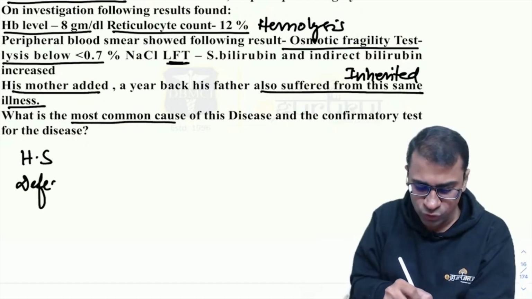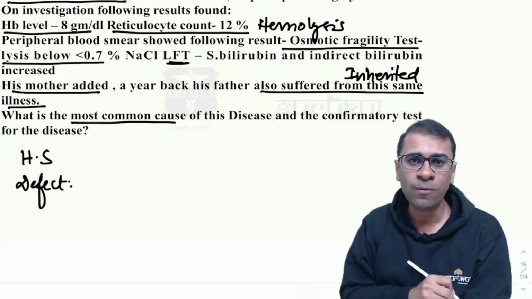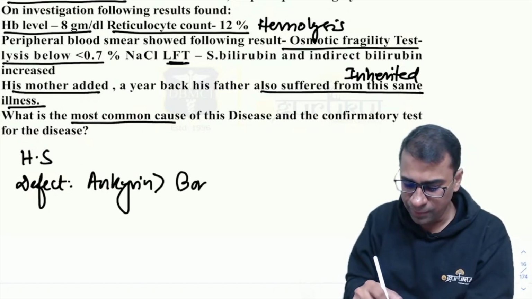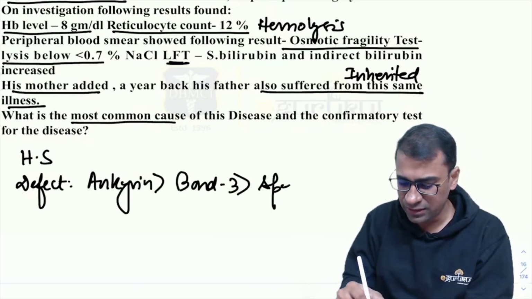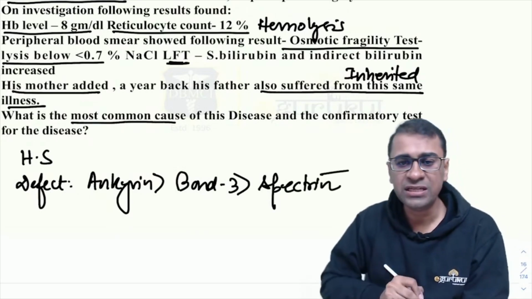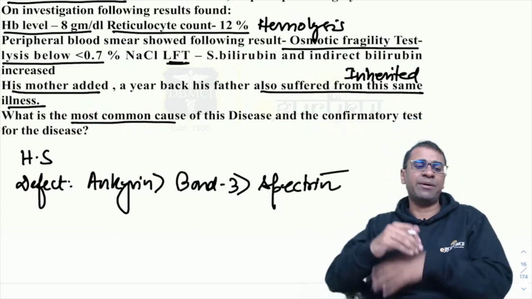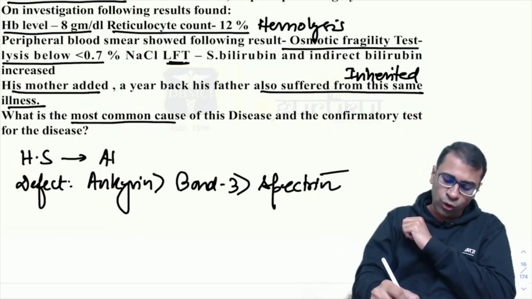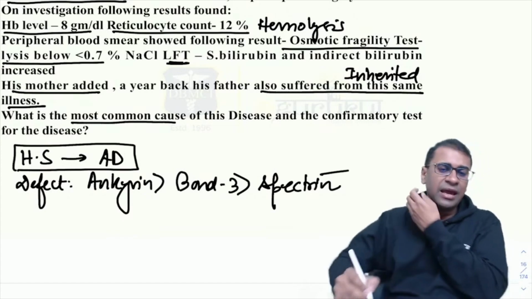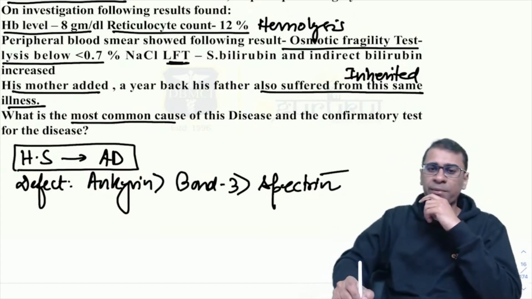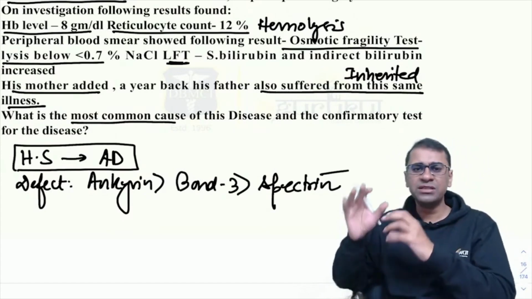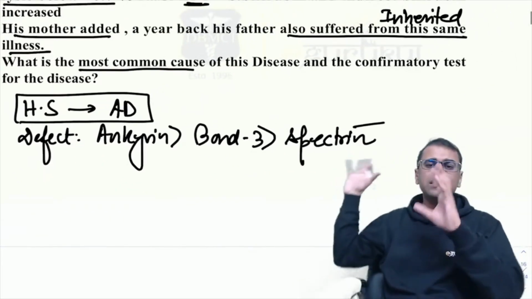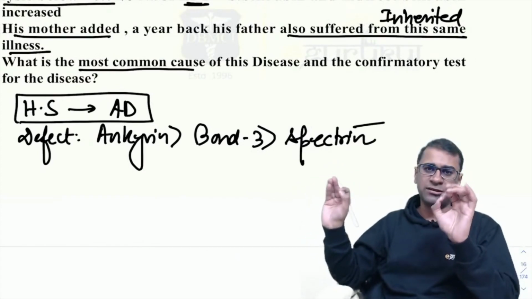And what is the most common defect? It is ankyrin defect, more than band 3, more than spectrin defect. These are the main defects that can happen in a case of hereditary spherocytosis. Remember, it is autosomal dominantly inherited. So in short, these three are proteins: ankyrin, band 3, spectrin. They are proteins of the RBC membrane.